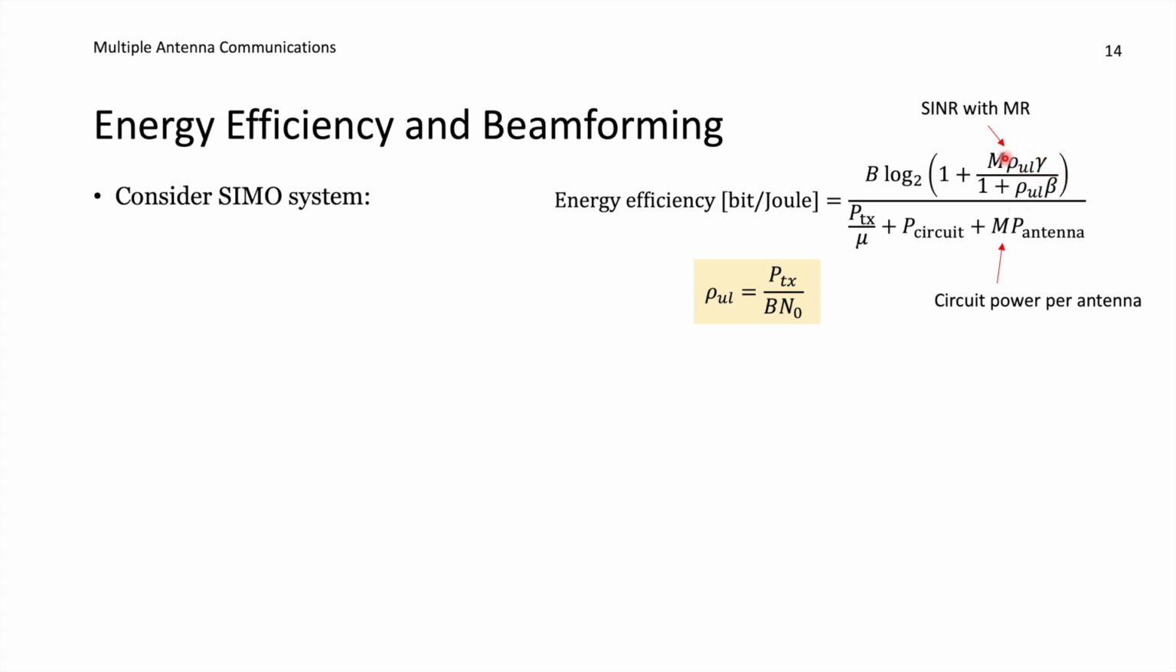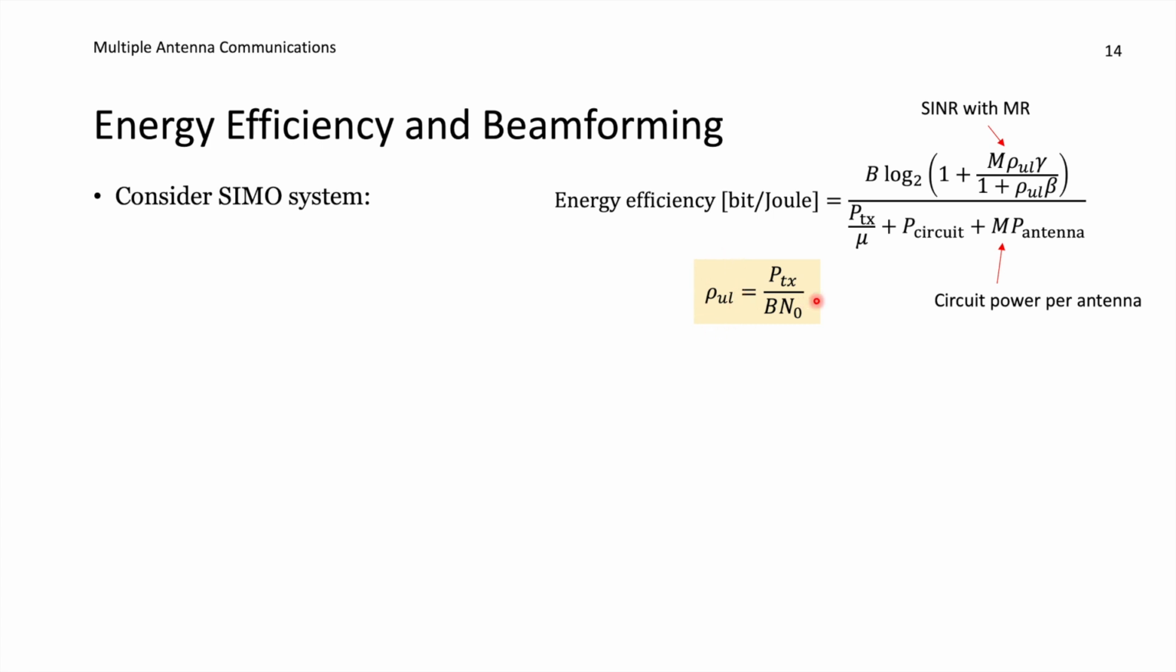And remember that rho uplink is essentially the transmit power divided by B times N naught. So this is some kind of transmit SNR. So when we are changing the transmit power, we are changing rho uplink as well. And rho uplink is also making it into gamma. So the estimation quality is also dependent on what the transmit power is.